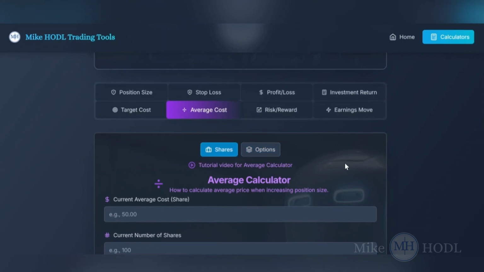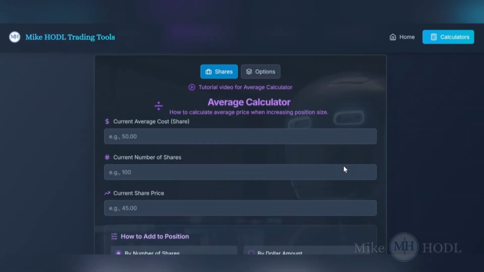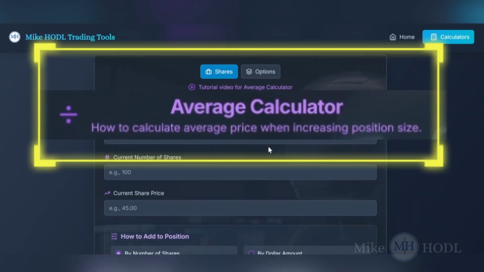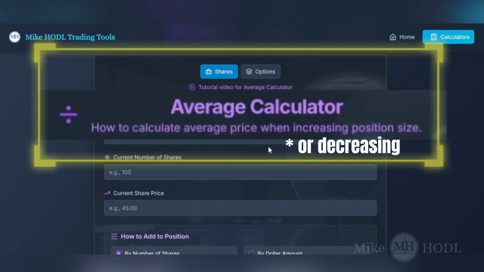Just below this toggle section, we have a link for the tutorial video for the average calculator, which is more than likely the link that brought you to this video. Average calculator. How to calculate average price when increasing position size.